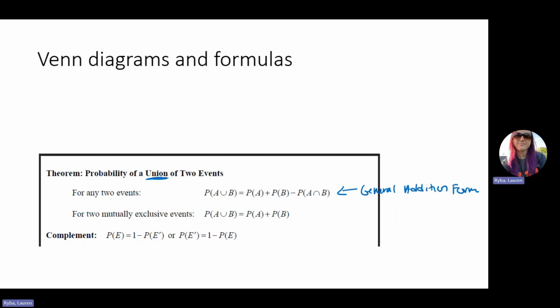If they are completely separate, mutually exclusive events, disjoint events, to find the probability of A or B, or A union B, it is just the probability of A plus the probability of B. So if there is no overlap, you don't have to subtract out the overlap.